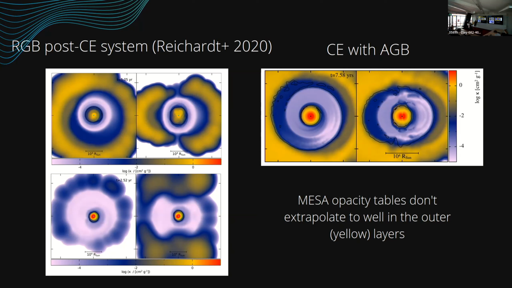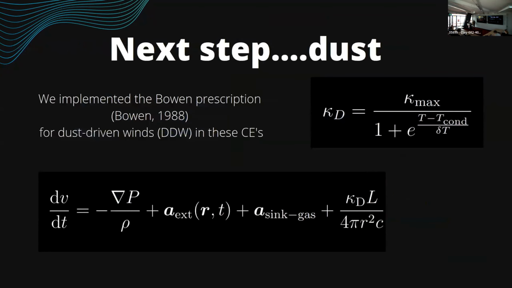everything is being mapped with the MESA kappa tables. The problem is that for really low temperatures, you cannot trust too much the extrapolation made by the tables because it highly depends on which density you have the values at. So we said, okay, what next about this? Well, we can try to work with dust, right? Makes sense.